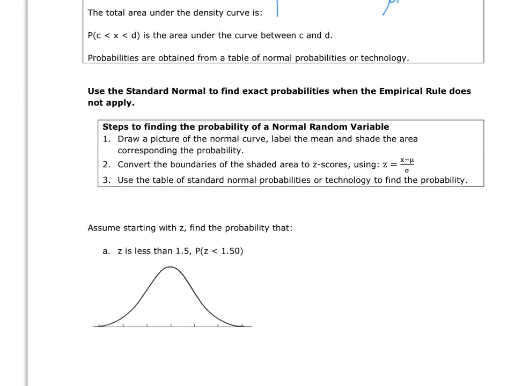So we're going to use the standard normal to find exact probabilities when the empirical rule does not apply. Last time we were able to get approximate probabilities, but sometimes we want exact probabilities.